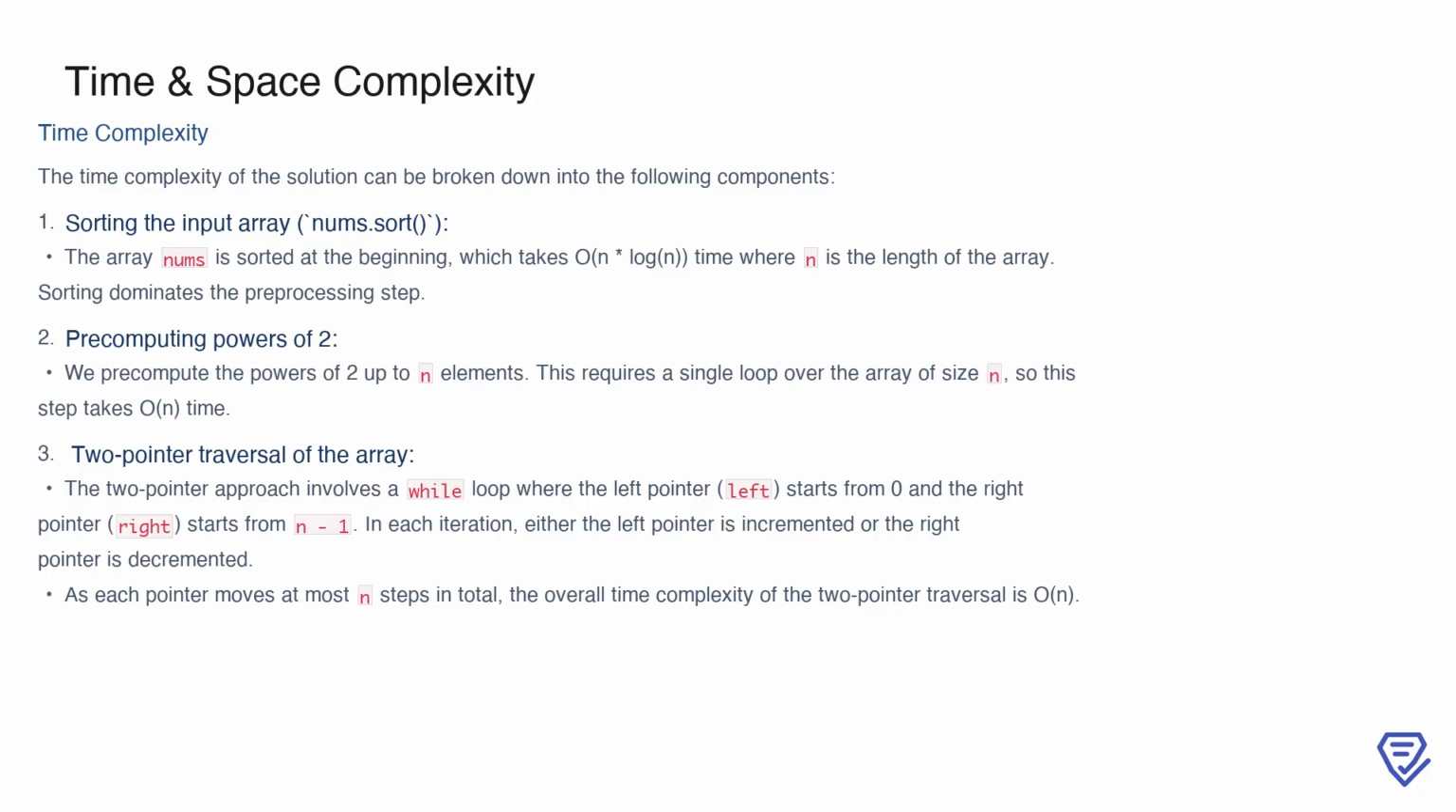Next, we pre-compute the powers of 2 up to n elements. This involves a simple loop over the array, making it an O(n) operation. Finally, the two-pointer traversal of the array is carried out. Here, the left pointer starts at the beginning of the array, while the right pointer starts at the end. During the traversal, either the left pointer increments or the right pointer decrements, and since both pointers move at most n steps in total, this step is also O(n). These three steps form the foundation of our time complexity analysis.